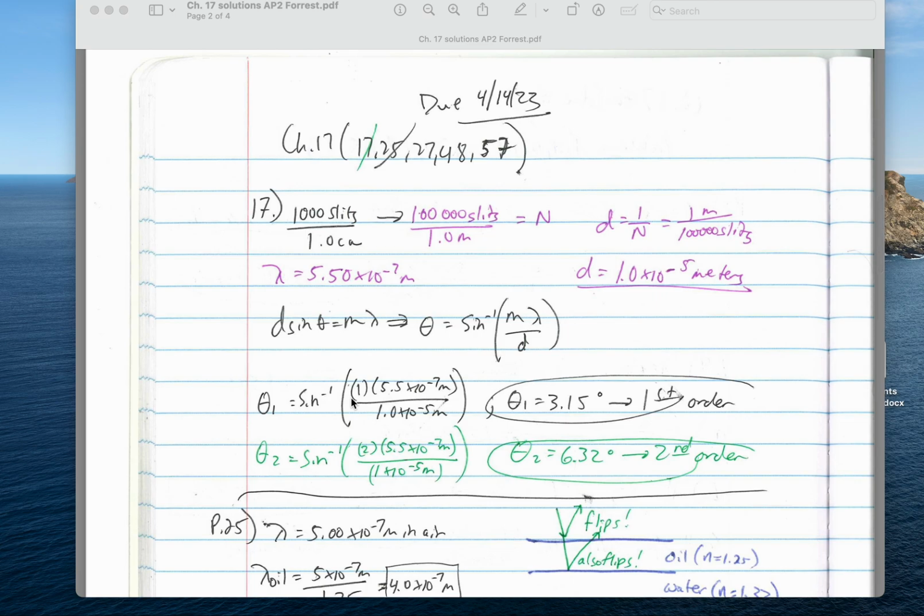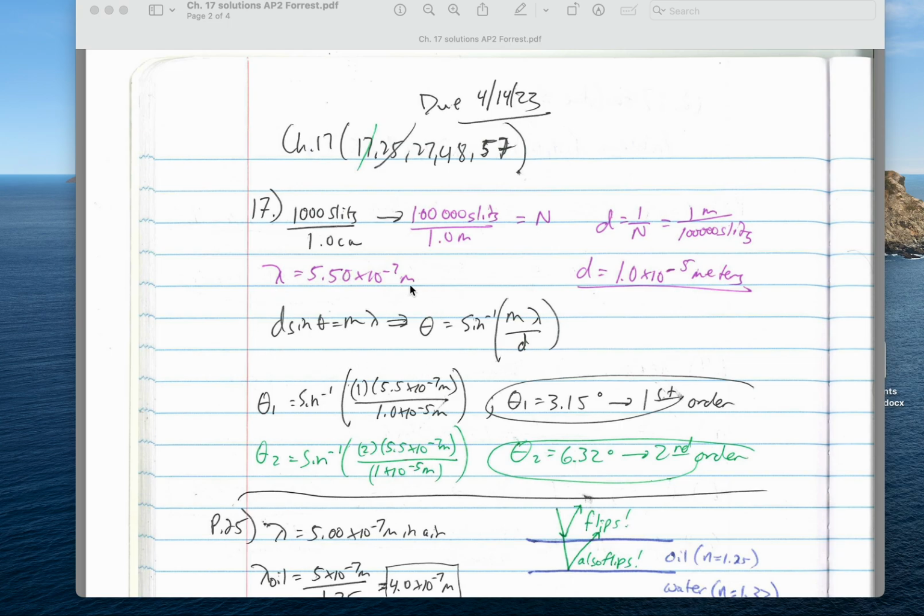For problem number 17, you're given something that says, oops, flipped the wrong page. A 1 centimeter wide diffraction grating has 1,000 slits. It's illuminated by a 550 nanometer wave. What are the angles of the first 2 diffraction orders? The first thing is we're going to use our general equation here. In order to get this, first of all, we've got to find d. Well, we've got 1,000 slits per centimeter, 100,000 slits per meter. That's N. d is equal to 1 over N. So that's 1 times 10 to the negative 5th meters.